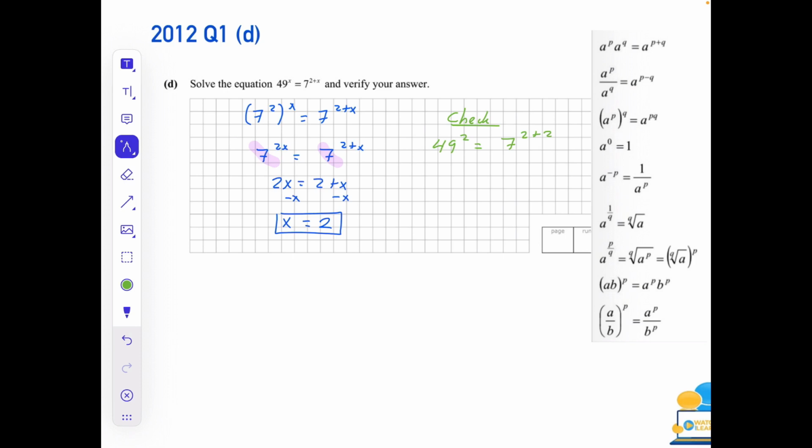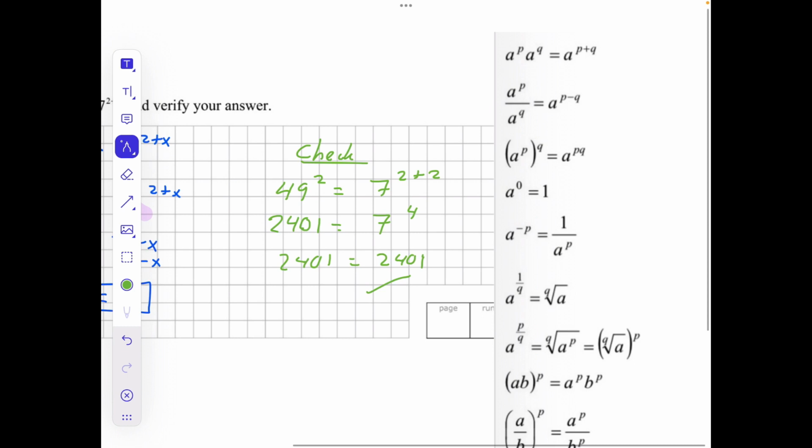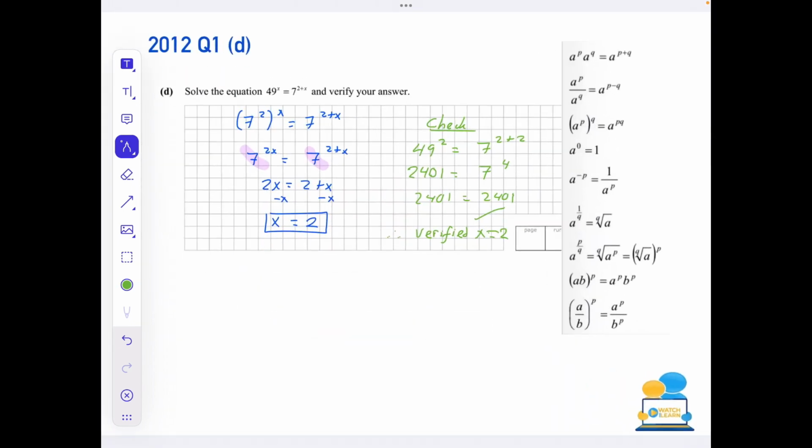Okay, I'm actually going to use my calculator again here. So 49 squared is 2401. That's 7 to the power of 4. So 2401. Put 7 to the power of 4 into my calculator. We get out 2401. Okay, so we get both sides equal to 2401. And then if you want to be fancy, you can just write therefore with those 3 dots verified that x is equal to 2. Okay, or I have verified that my answer is correct. No harm to put some bit of a conclusion to it.